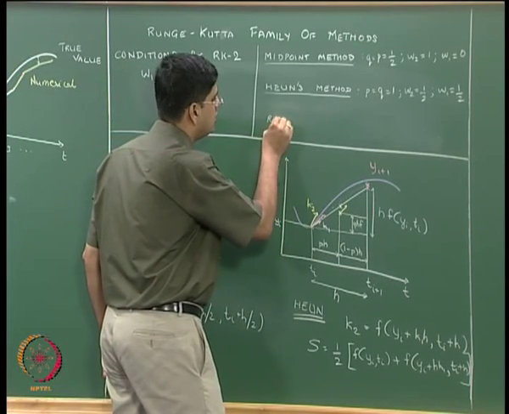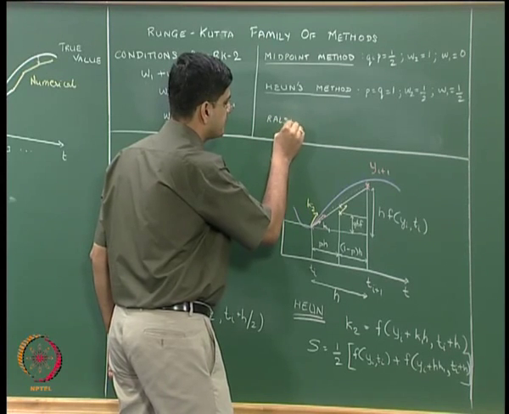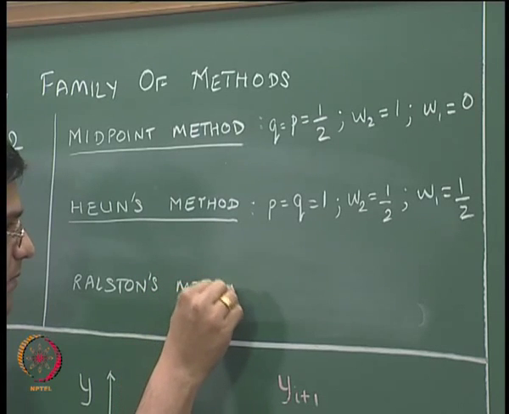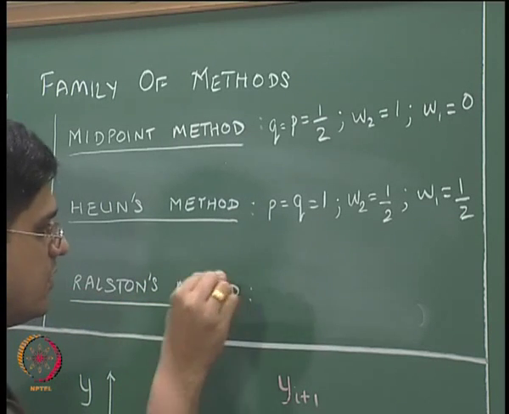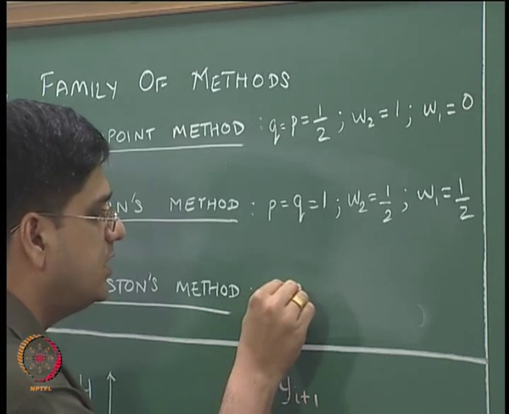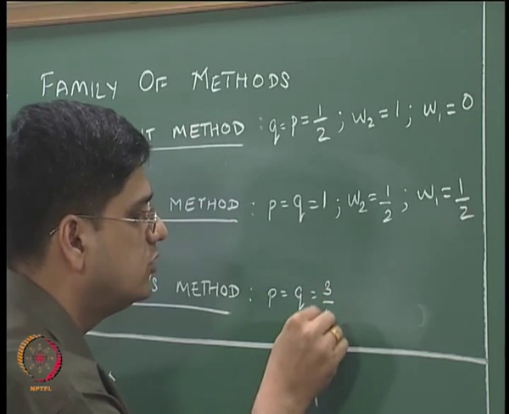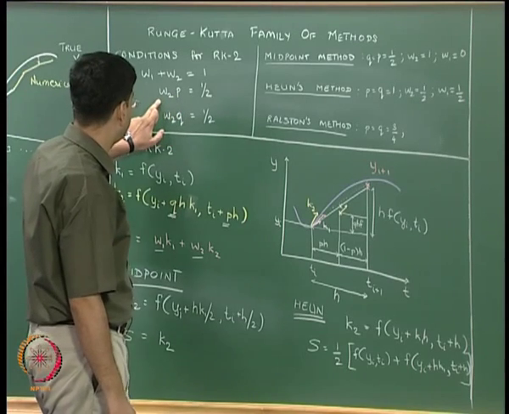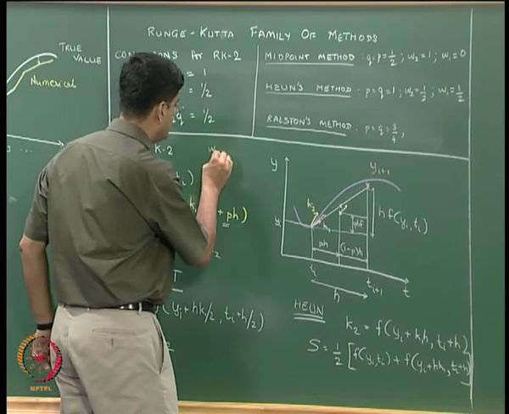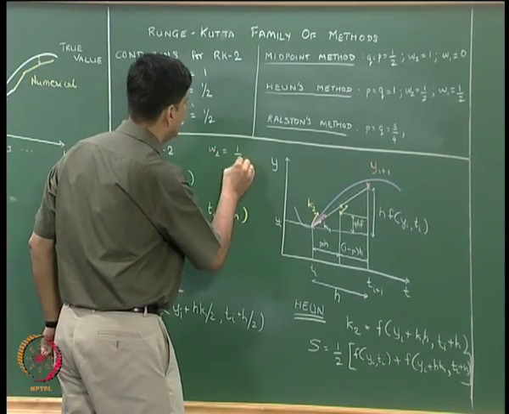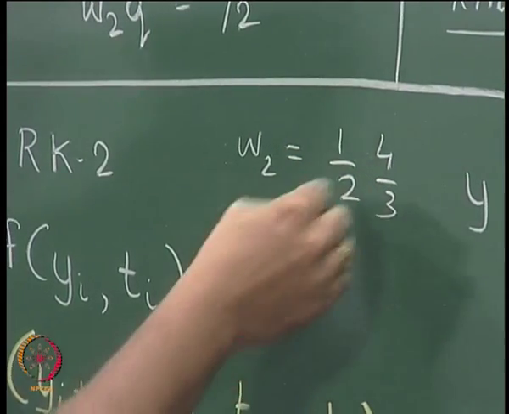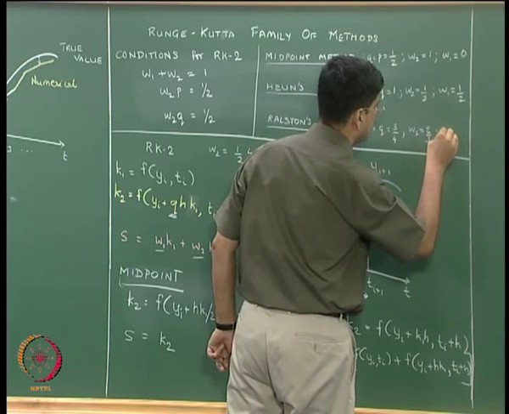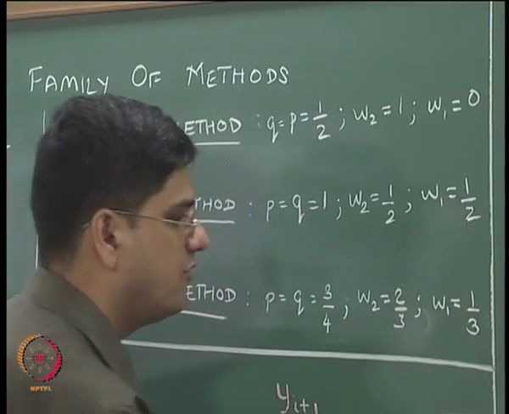There is another method called Ralston's method. In Ralston's method, p and q are chosen as equal to 3 by 4, and when p is going to be equal to 3 by 4, our W2 is going to be 1 by 2 multiplied by 4 by 3, which is going to be 2 by 3. So, W2 will be 2 by 3 and W1 is going to be 1 by 3.